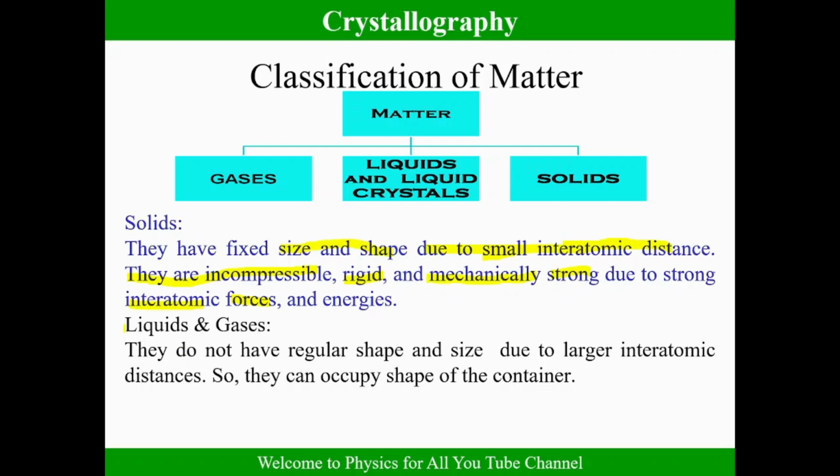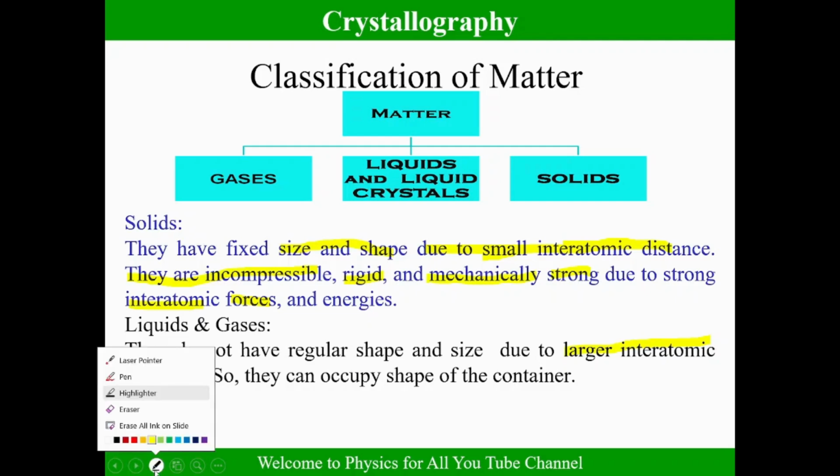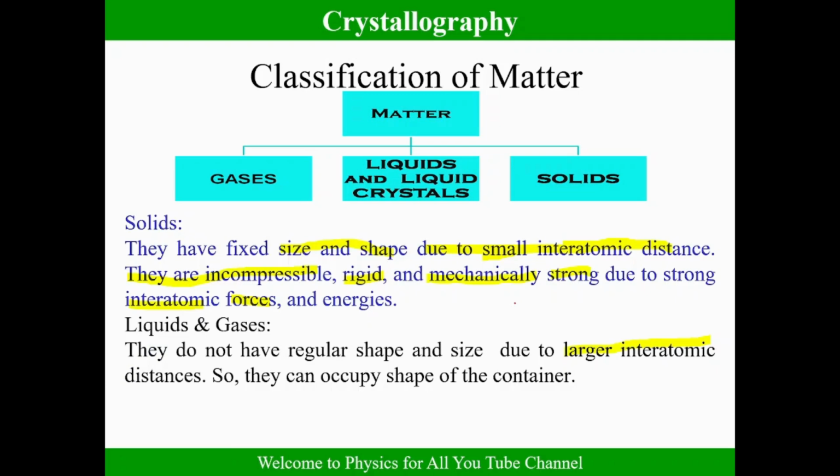Now coming to liquid as well as gaseous material, all atoms are separated by larger interatomic distances. Because of more interatomic distance between the neighboring atoms, they do not have strong bonds. Because of this reason, they do not have regular shape and size.